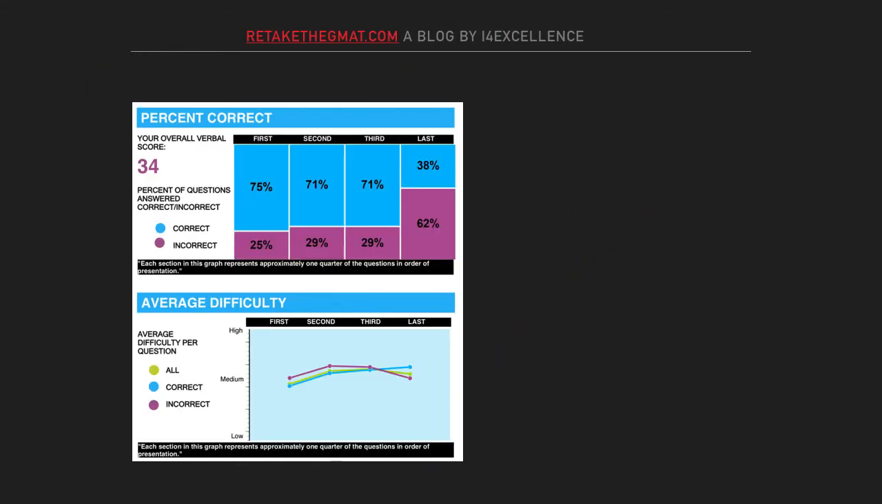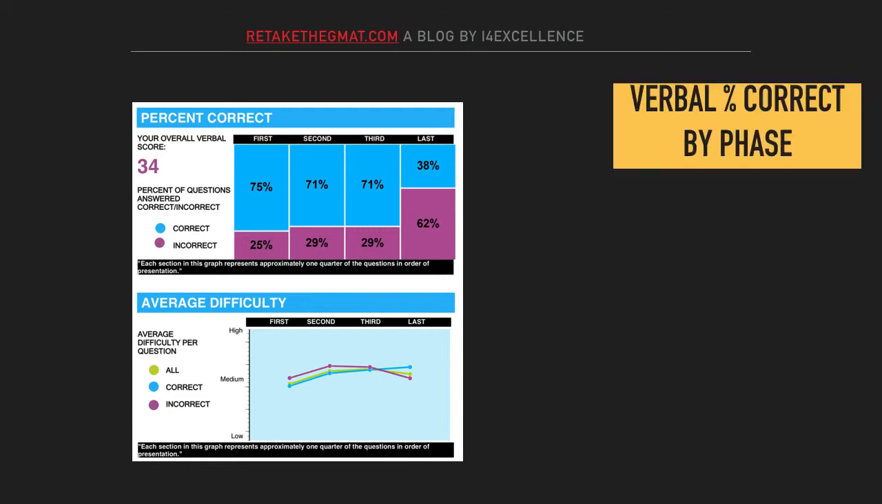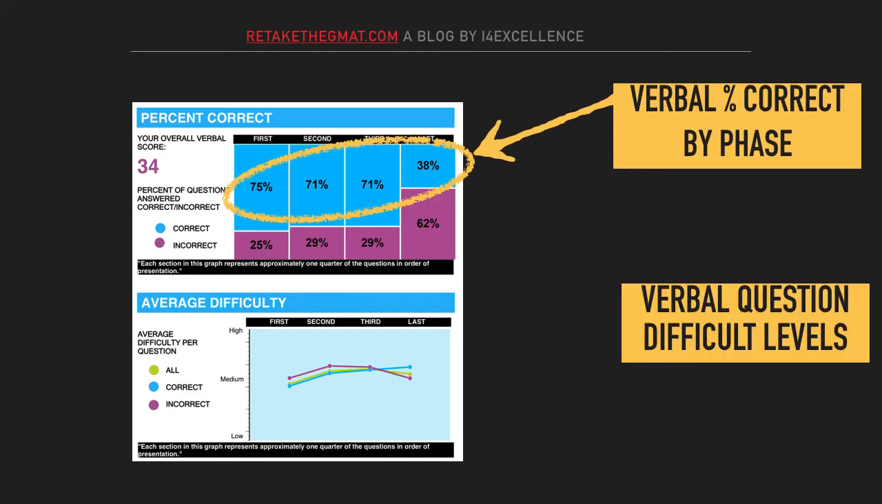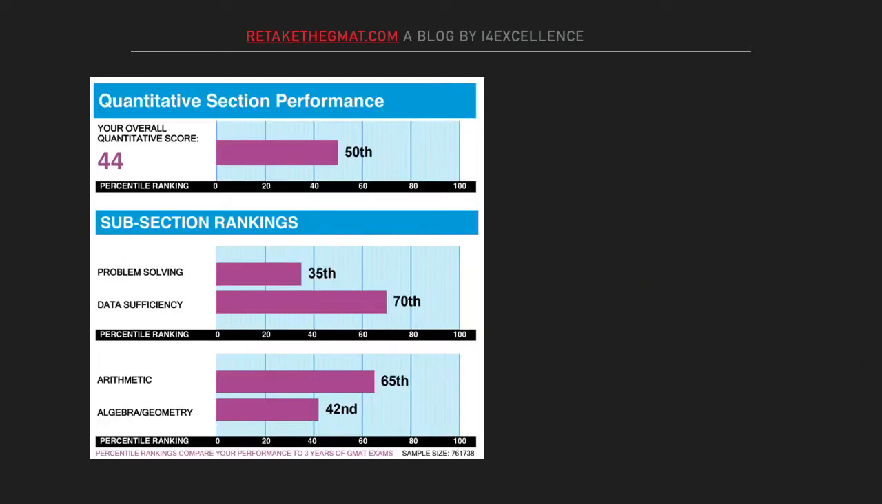All useful information. Then it looks also at your percentage correct by time phase in the test. The first section, the second, the third, and the fourth. It tracks how your performance changed over the course of the test. It also looks at your average difficulty of question that you were facing in the verbal section.